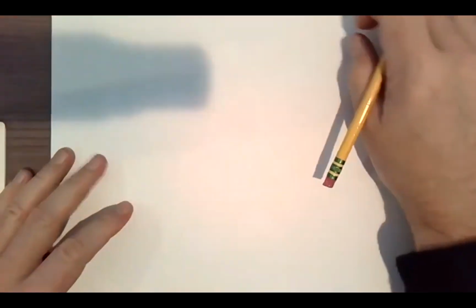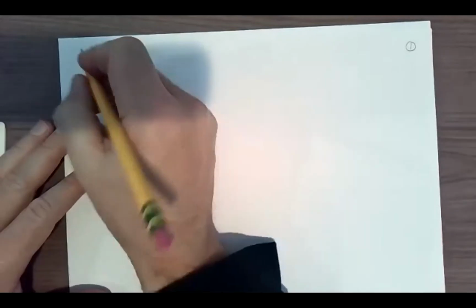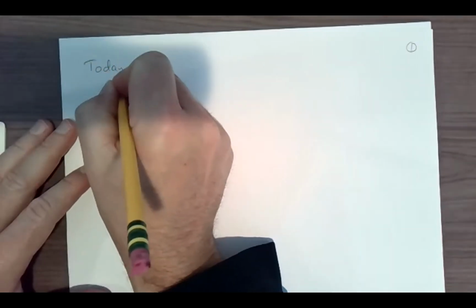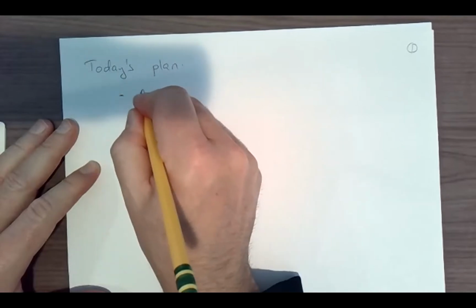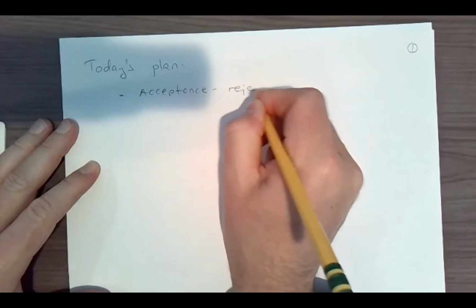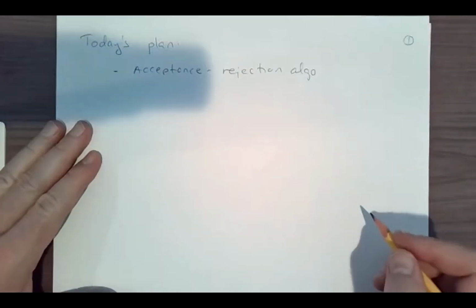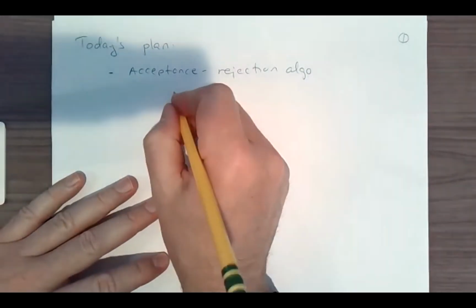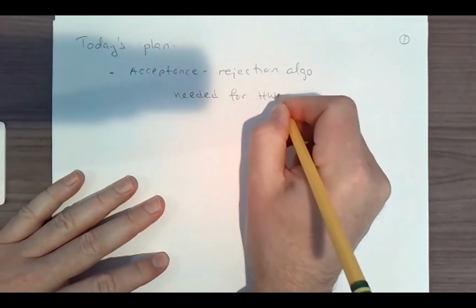The plan for today is, we're going to start out with this acceptance rejection algorithm, and this is needed for homework 1.